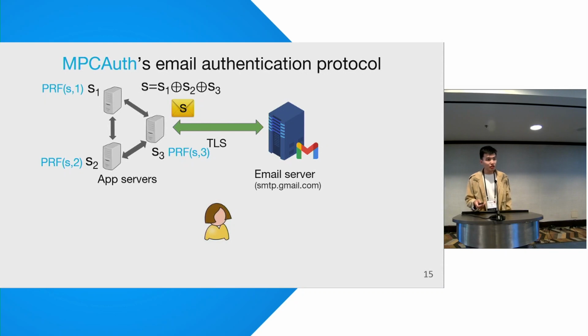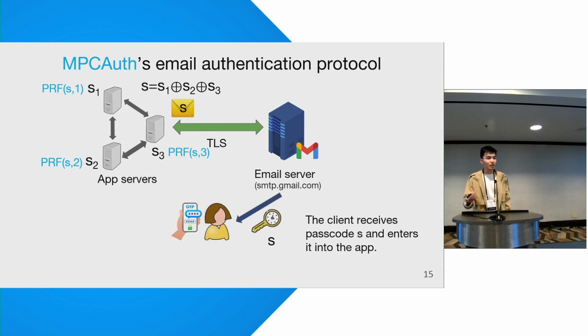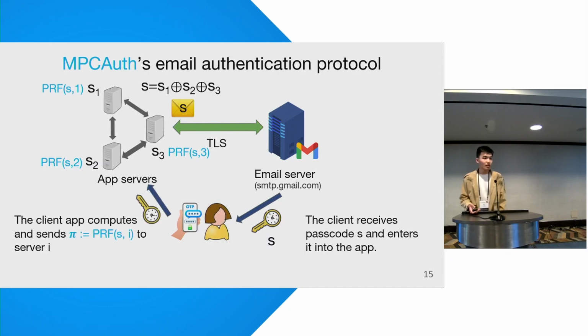Then they will use the TLS in MPC protocol to send this email to the client. The client will receive this passcode S and enter it into her app. The client app will then use the passcode S to compute the PRFs and send them to each individual server. Each server will check if the PRF matches. If it passes, it lets the client authenticate. Note that during the entire process, the passcode S has to be hidden from all servers to ensure security.